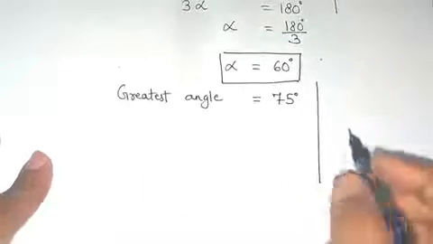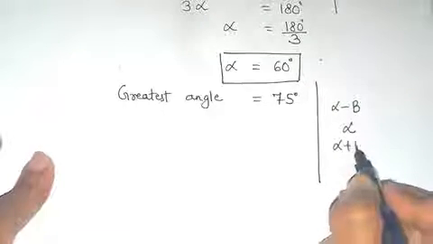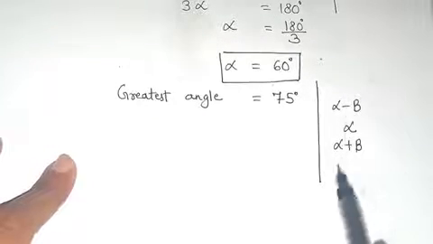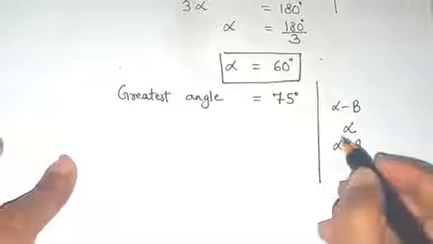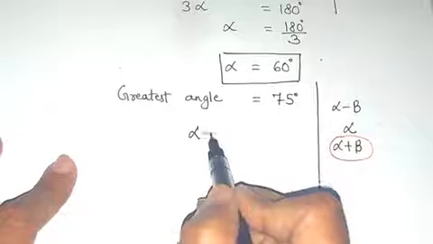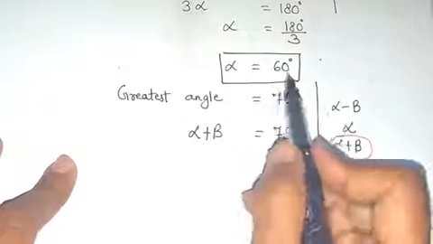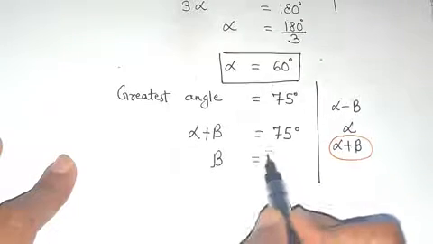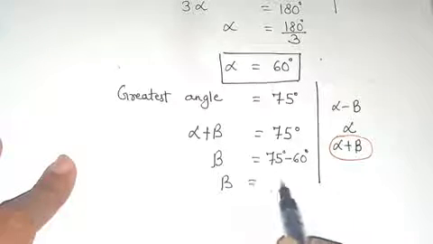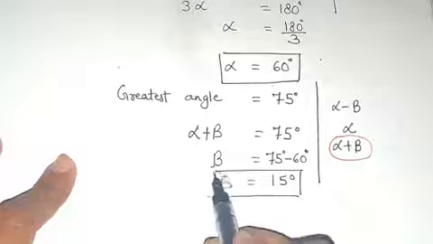So we had 3 angles in the form alpha minus beta, alpha and alpha plus beta. Now think which will be the greatest quantity in these 3. Obviously your answer will be alpha plus beta. So for the greatest angle, we can put alpha plus beta equal to 75 degree. Putting the value of alpha, we get beta equal to 75 degree minus 60 degree. So beta equals to 15 degree. Now very happy, we have got another value also.